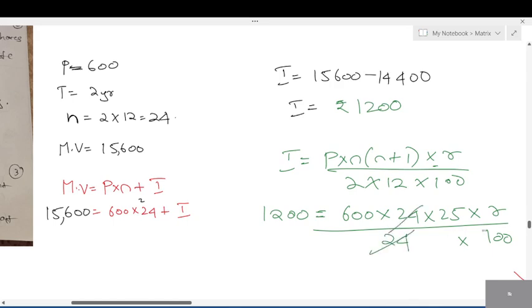24 and 24 get cancelled. Two zeros here and two zeros. So R is on the right hand side, keep it as it is. 1,200. Everything is cancelled. 6 into 25. 6 into 25. You get here.